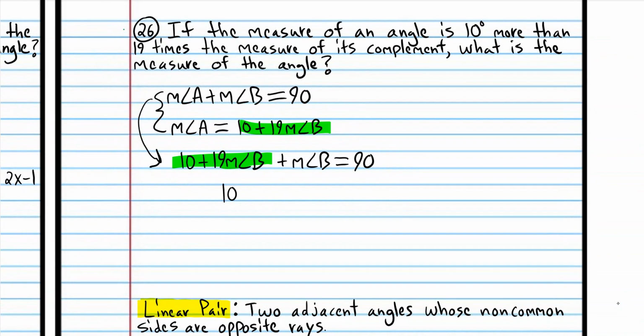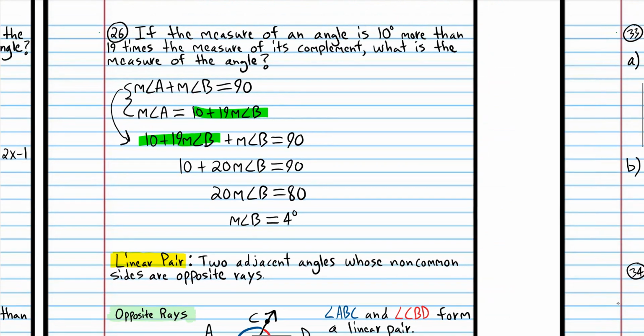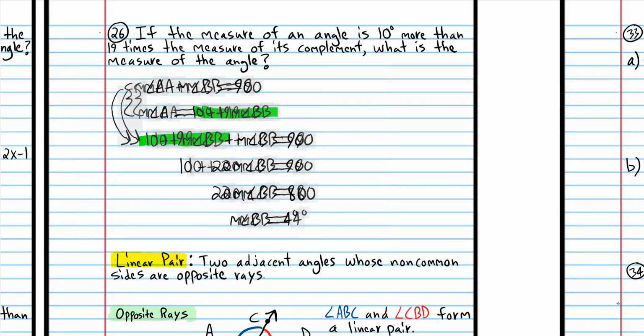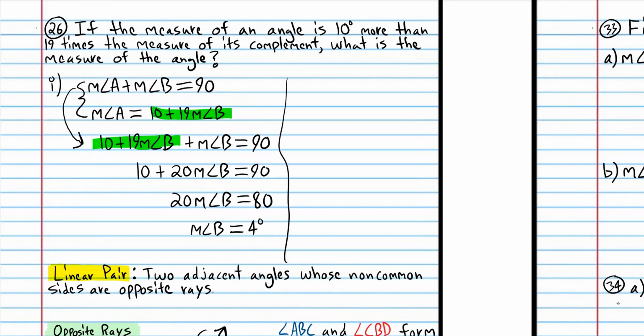So now we have 10 plus 19 measure of angle B plus 1 measure of angle B is 20 measure of angle B's. Subtract 10 from both sides. Divide both sides by 20, and we get the measure of angle B is equal to 4 degrees. That's a pretty small angle. So that was step one of the problem. We're actually looking for the measure of angle A.